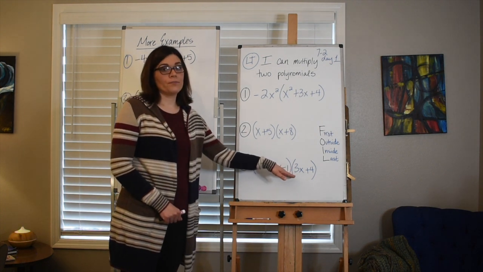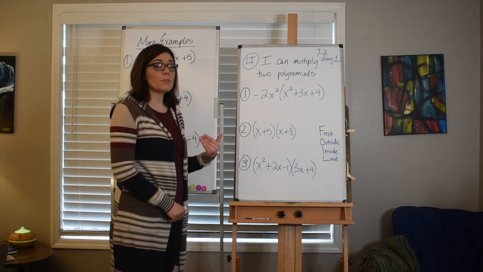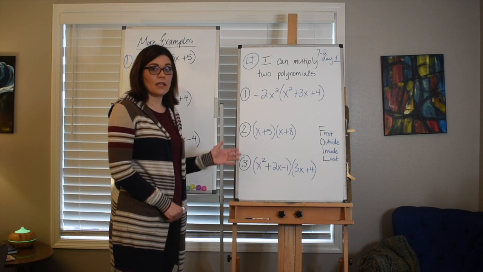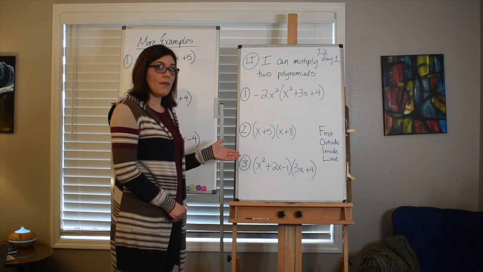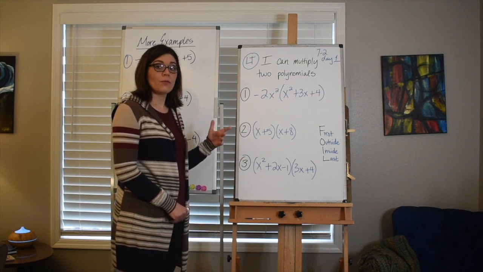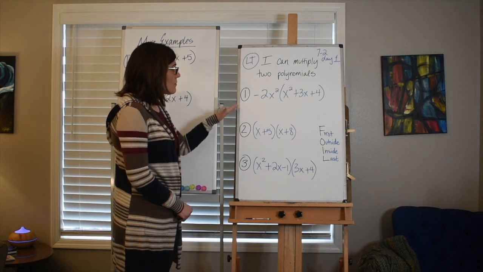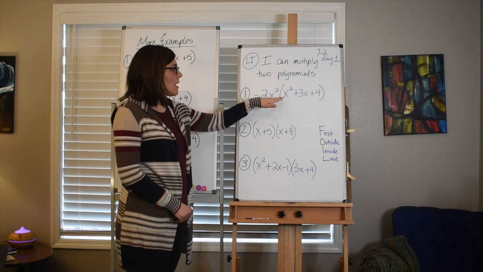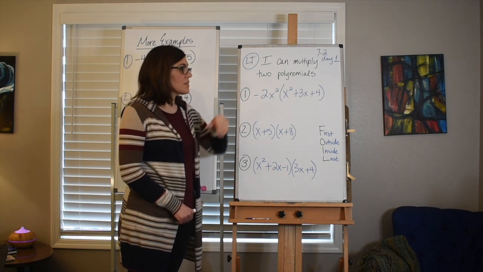a binomial. Okay? So at this point, you should pause the video. You should write all 3 of these problems down, leave some room to put some work in, and then resume the video once you have written them all down. Okay, so let's start with this first one. Negative 2x squared times x squared plus 3x plus 4.